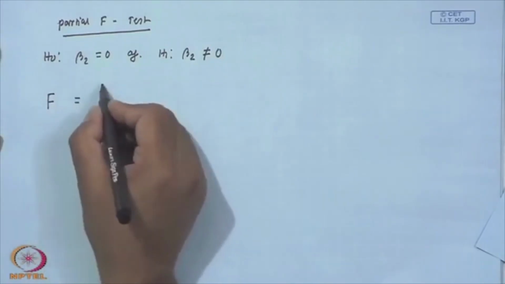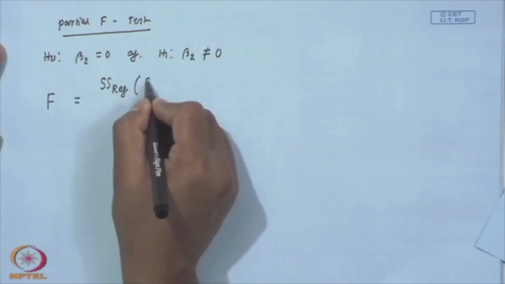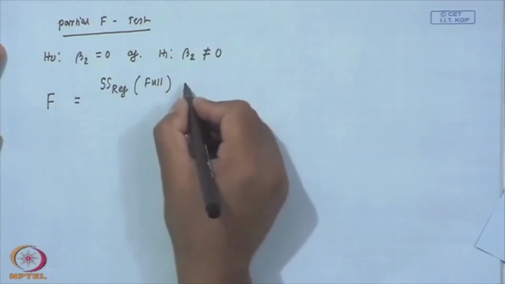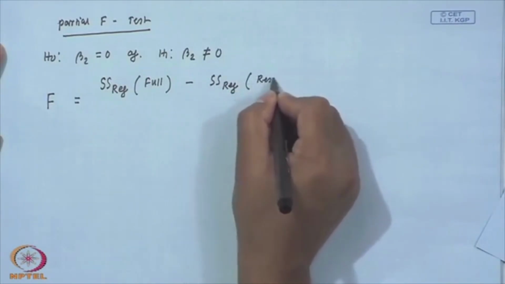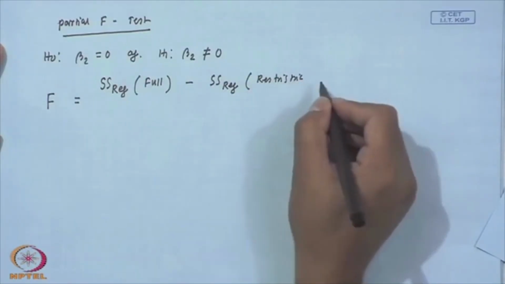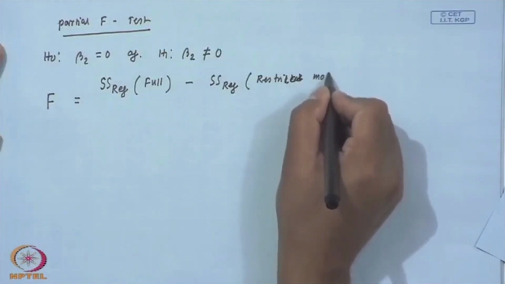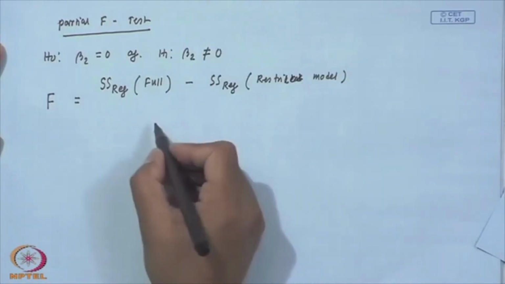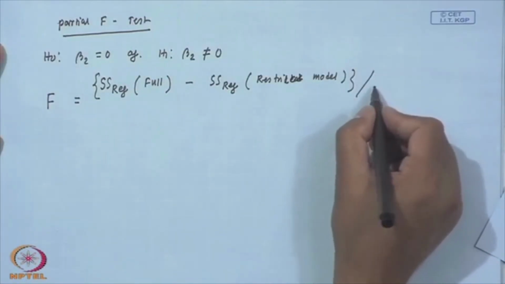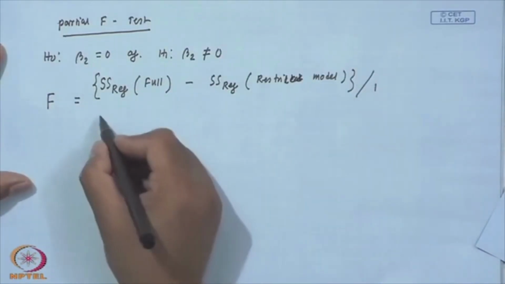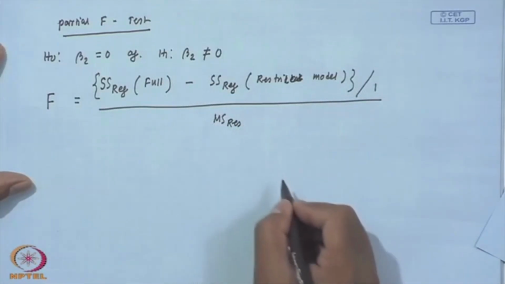F is equal to SS regression for the full model minus SS regression for the restricted model, and you can check that this has to be divided by 1, divided by MS residual.